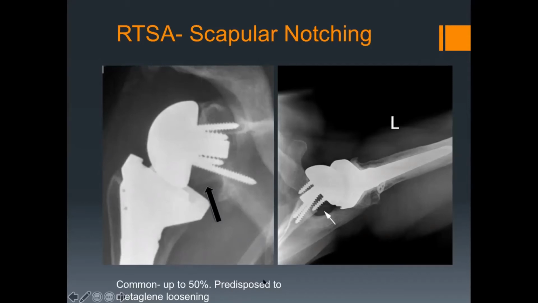Less frequently, this can happen posteriorly as well. So this is another example of scapular notching, but on this axial view, you can see it's happening at the back of the glenoid. So you have osteolysis related to the posterior screw in this instance.